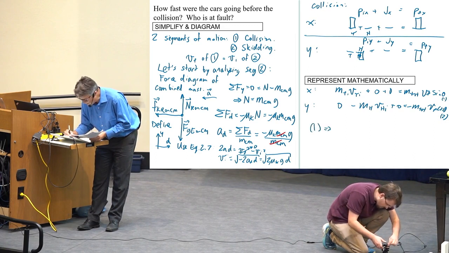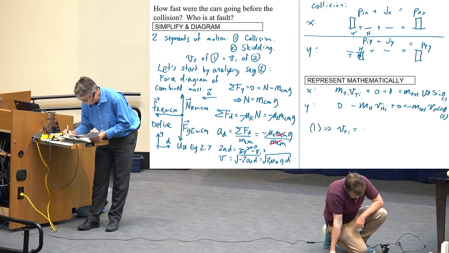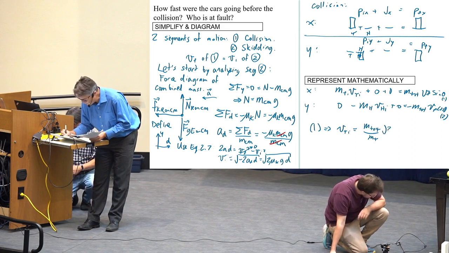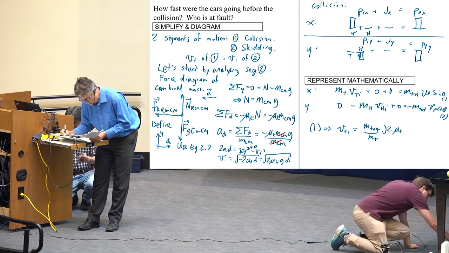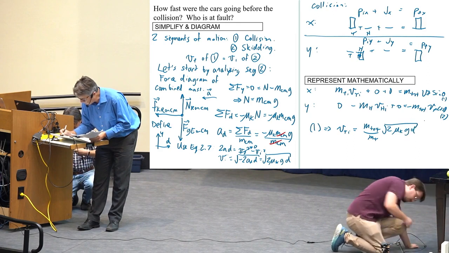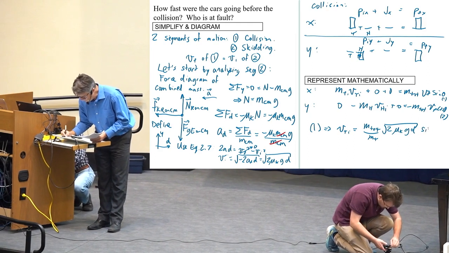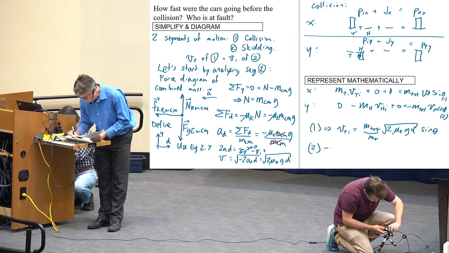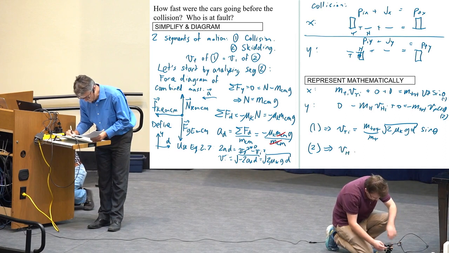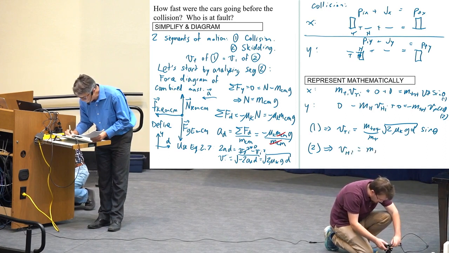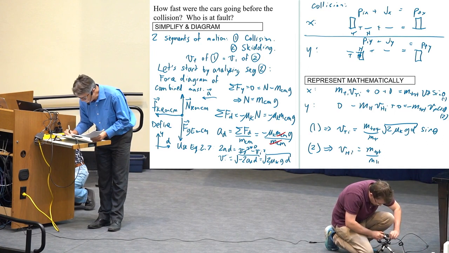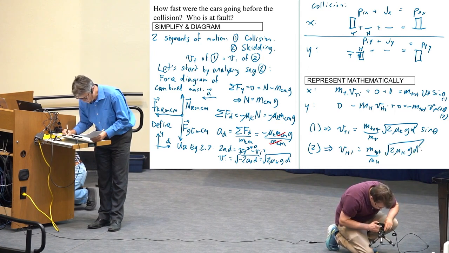So 1 implies that v Toyota initial, which is one of the things we're trying to find, equals mass total divided by mass of the Toyota, times the square root of 2 mu sub k times g times d. We can find the v final from that previous segment, times sine theta. And the y component gives us the Hummer: m total divided by mass of the Hummer, again times that v final which we found from before, times cosine theta.